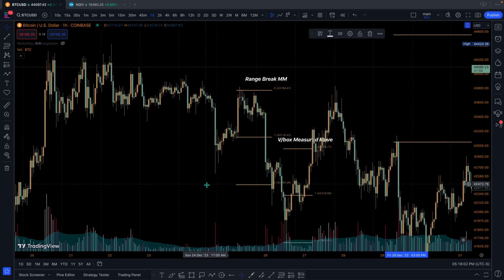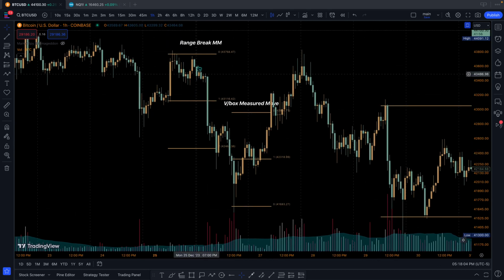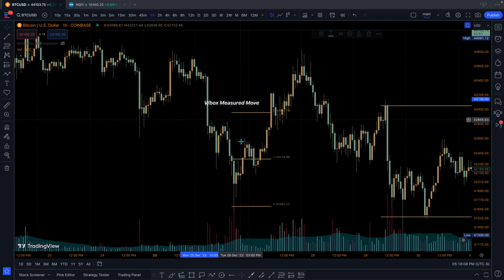Here we have a V/box measured move. Let me delete this. So this is what I mean by the V. So as we can see here, price, this last big down candle, it also could be an impulse measured move. This is what's so beautiful about them, is they're malleable.